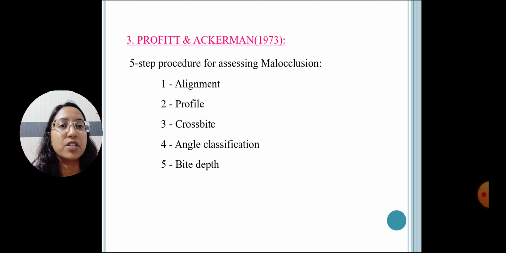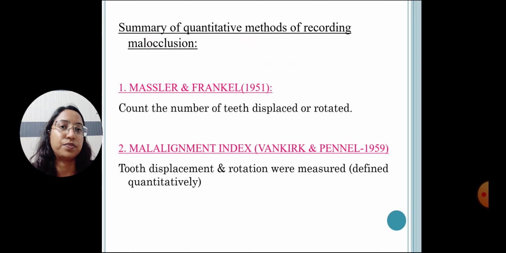So this was a comprehensive classification where a five-step procedure was used to assess malocclusion. So in the first, it was alignment, whether there is spacing, well aligned or crowded arches. In second, profile was seen, convex, concave or straight. Then in third, the crossbite or transverse relationships were seen. In the fourth, the angles classification or the anteroposterior discrepancies were recorded. And fifth, the bite depth or the vertical problems were recorded.